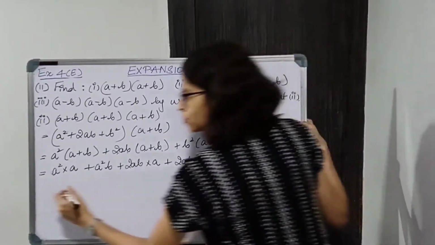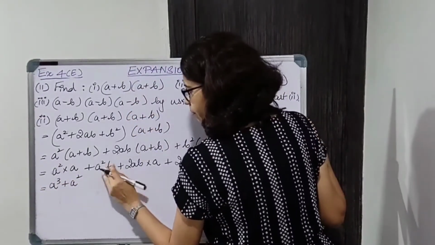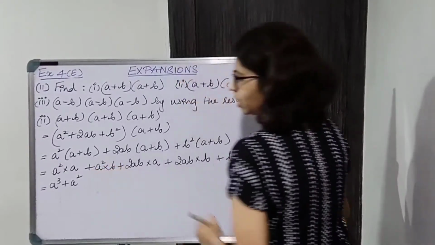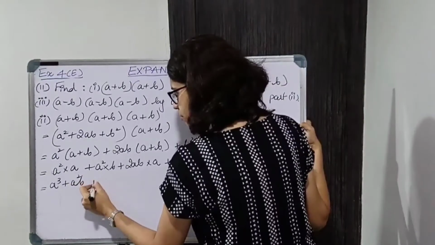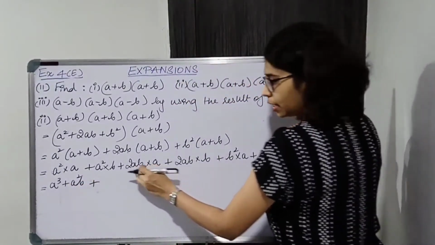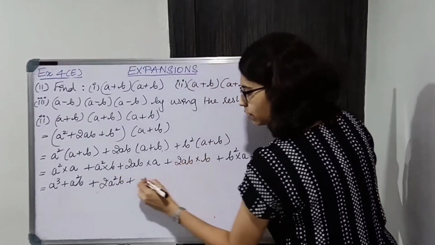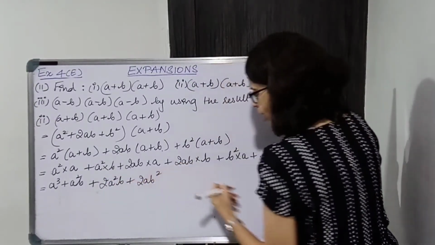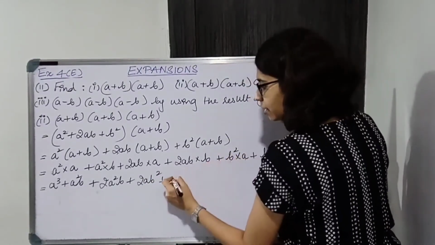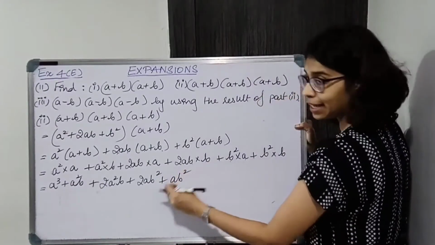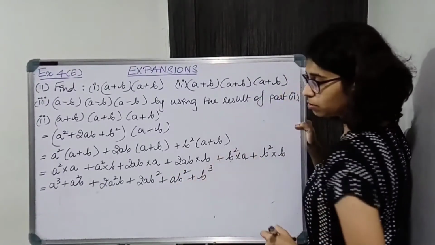Okay, now multiply. So A cube plus A square B. So actually you are supposed to write it like this: A square into B. So A square B plus 2AB into A will give 2A square B. 2AB into B will give 2AB square plus B square into A. I'll write it in alphabetical order: AB square. I'll write A first and then B plus B square into B will give B cube.